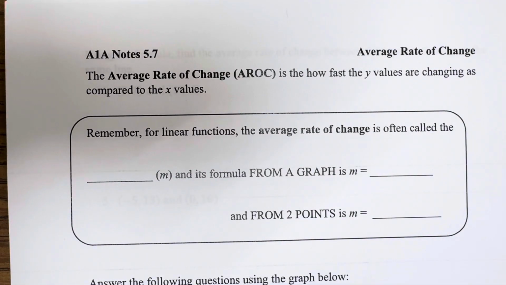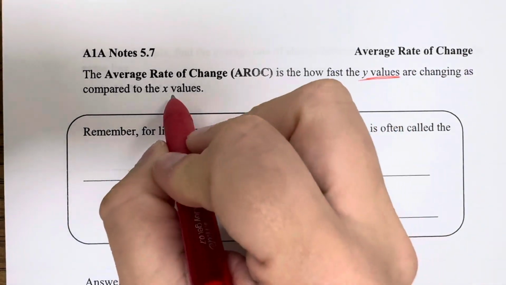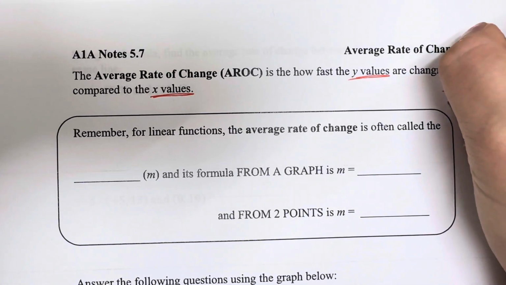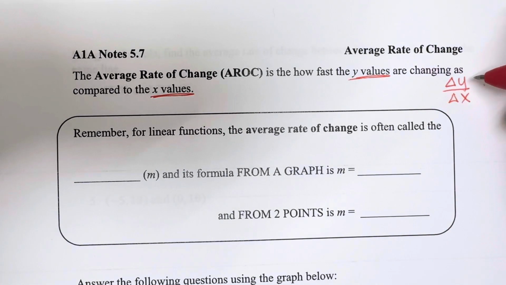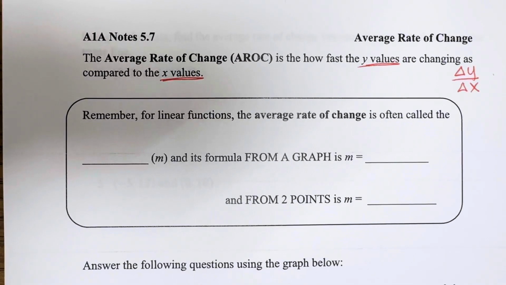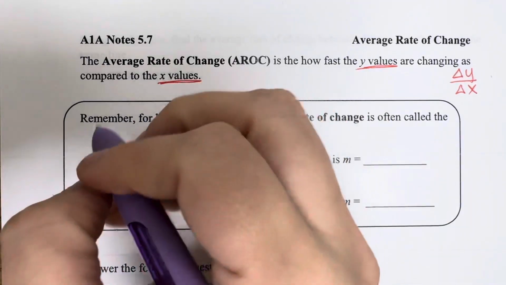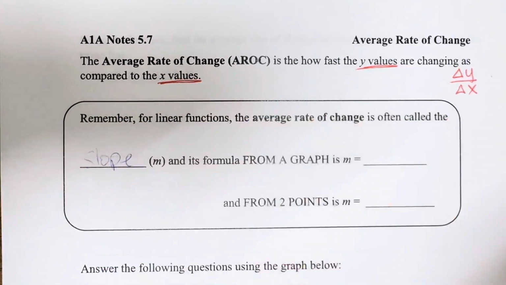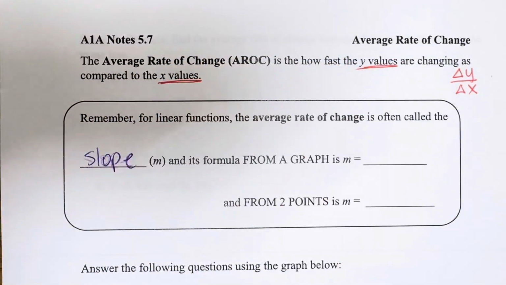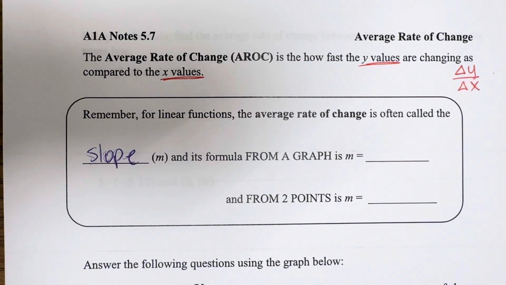Average rate of change is how fast your y values are changing as compared to your x values. So delta y over delta x, which just means the change or the difference in y. So you subtract your y values and then divide by the change or the difference in your x values. Your average rate of change is often called your slope. Remember, slope is often notated with that m, so that m represents slope.